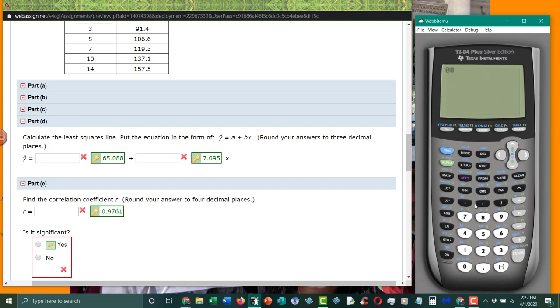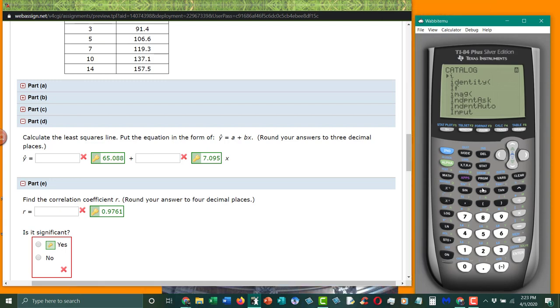Second diagnostic. Let me try it again. Second diagnostic and the letter D. There it is. That's I. Oh well. D. There it is. So that brings us to the letter D.